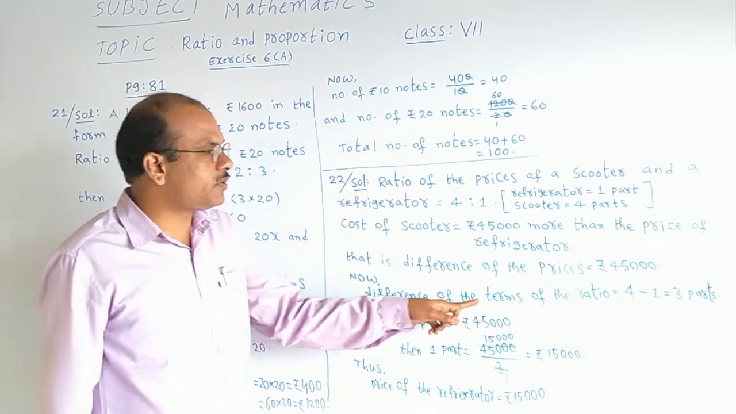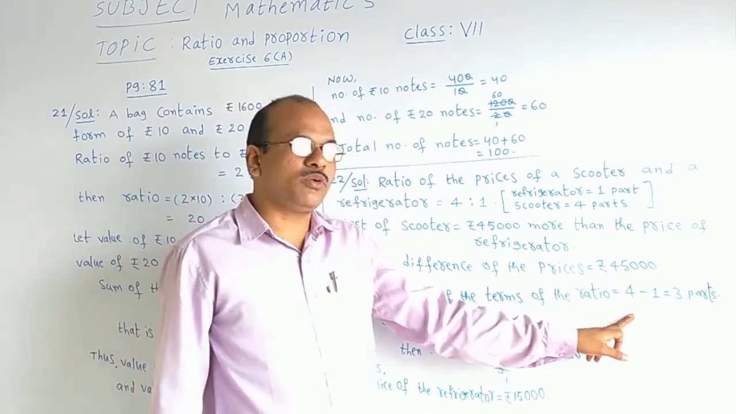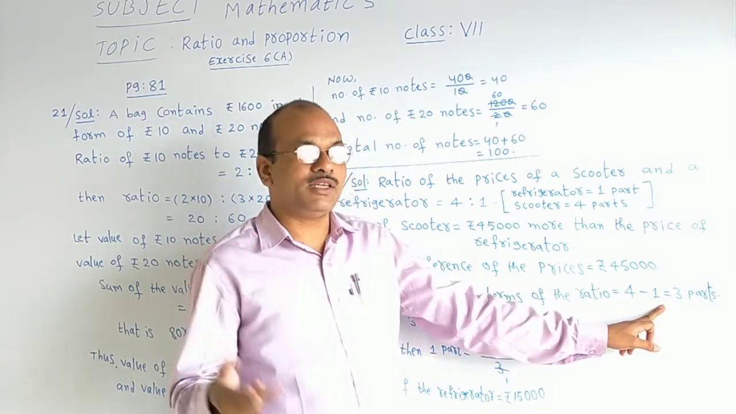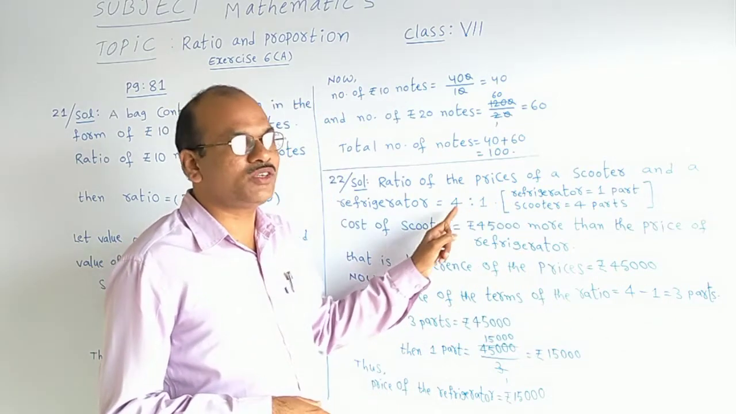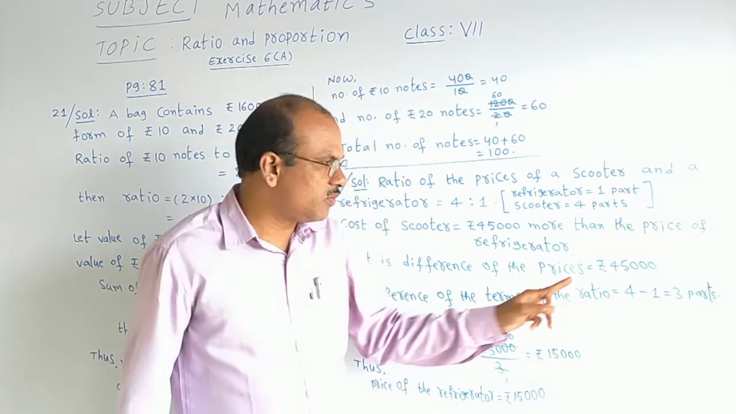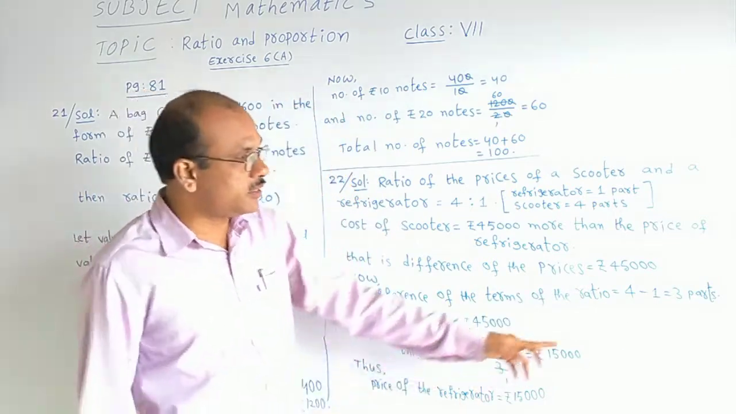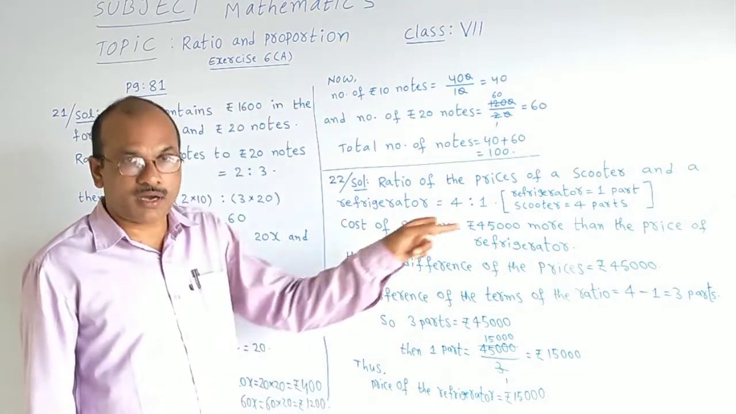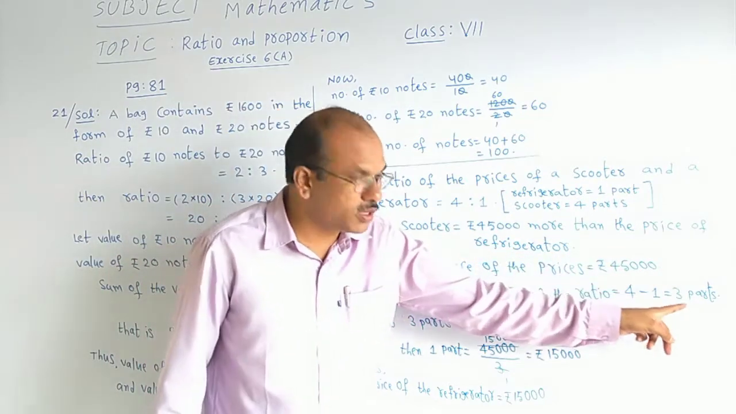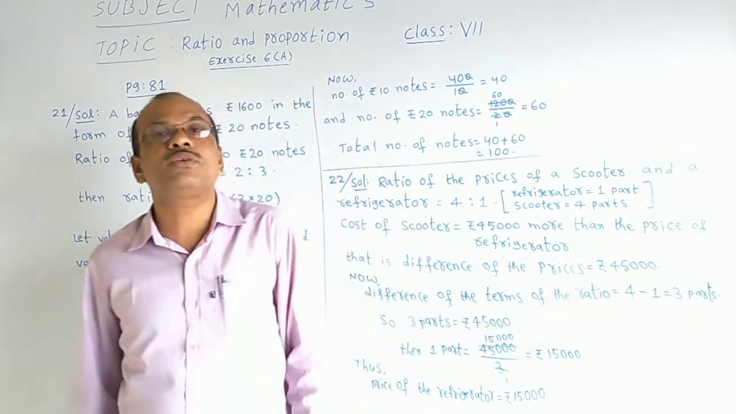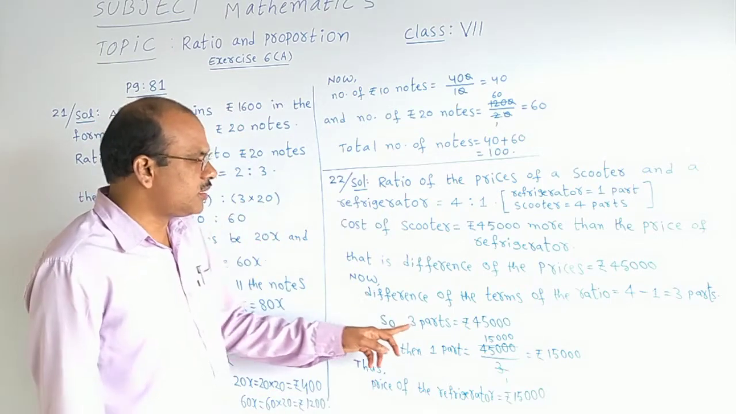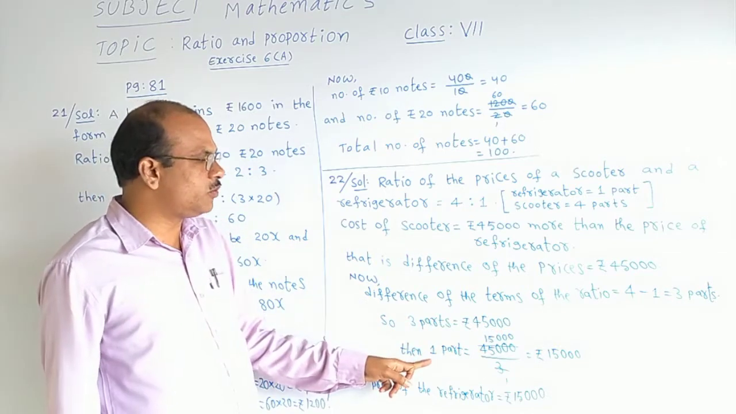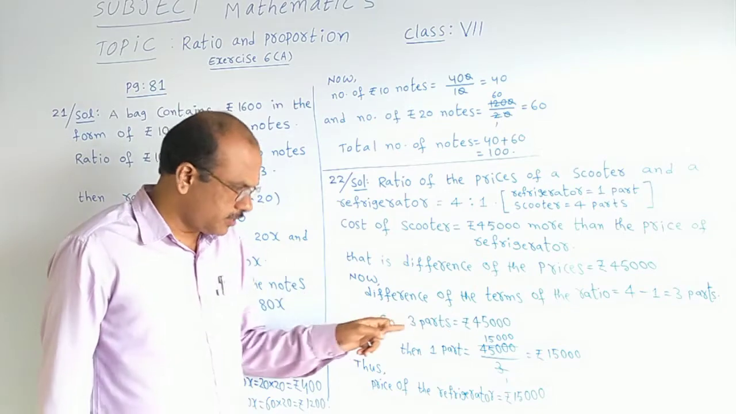Now, the difference of the terms of the ratio: 4 terms is one value, 1 term is another value. 4 and 1 are the terms we got in the ratio. Their difference is 3 parts. 4 minus 1 gives you 3 parts. This 3 parts is the difference in the prices. 45,000 is also the difference of the prices. That means 45,000 and 3 parts are related to each other. So 3 parts is equal to 45,000. Then 1 part value is equal to 45,000 by 3.